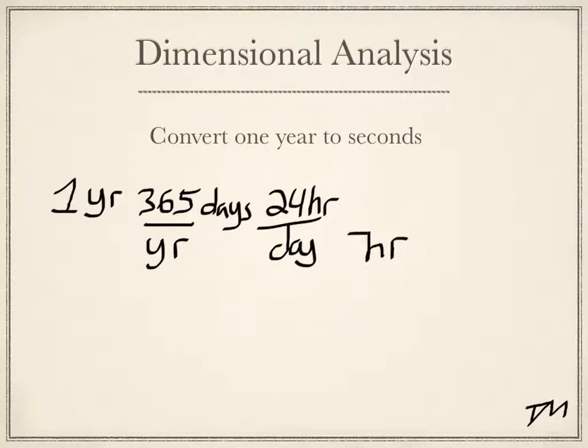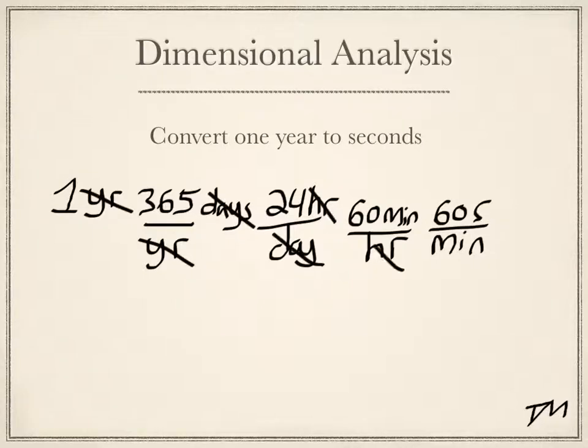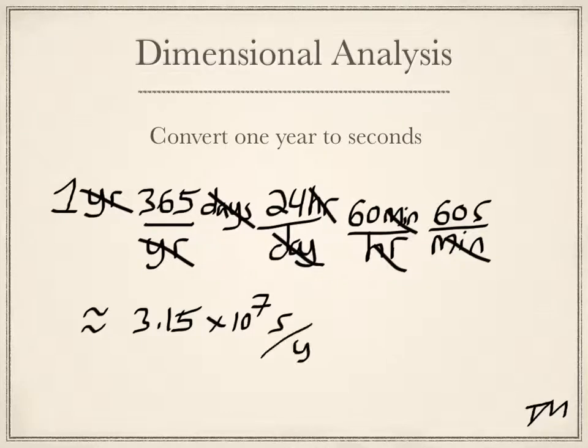So in a day there's 24 hours, in an hour there's 60 minutes, in a minute there are 60 seconds. Cross out the units, and we're left with the proper units of just seconds. And this equals 3.15 times 10 to the 7th seconds. What is 10 to the 7th? 10 to the 6th is a million. 10 to the 7th is 1 with 7 zeros, which is 10 million. So this is 3.15 times 10 million, or 31.5 million seconds every year.